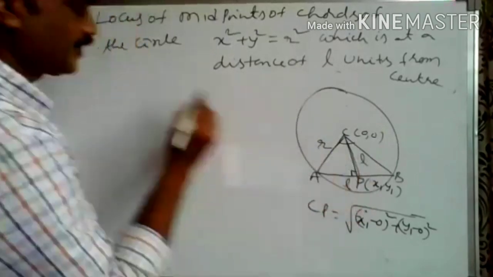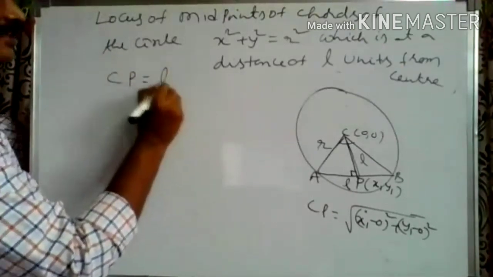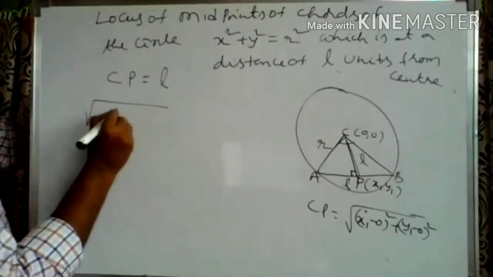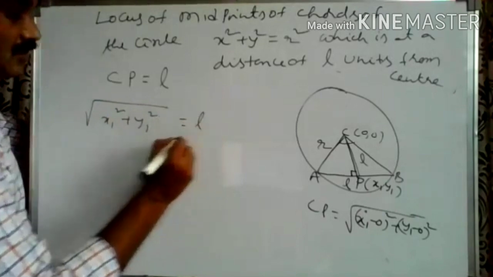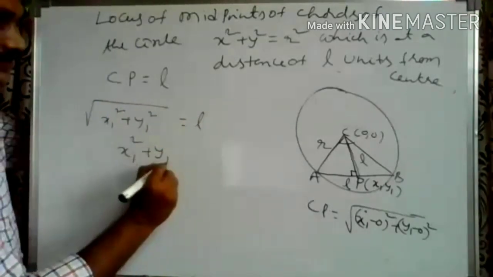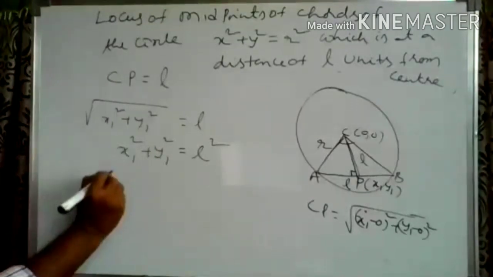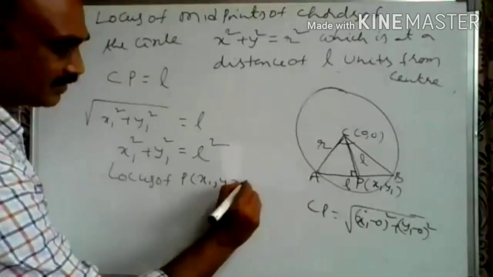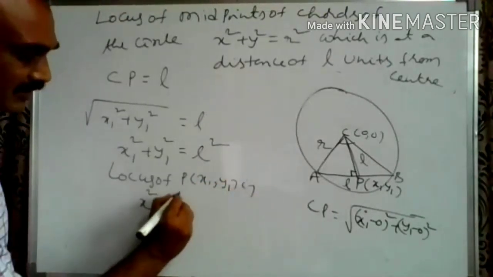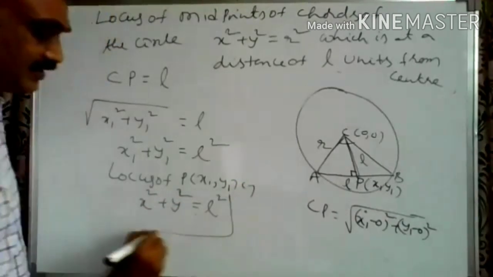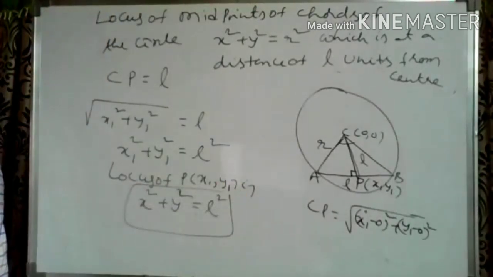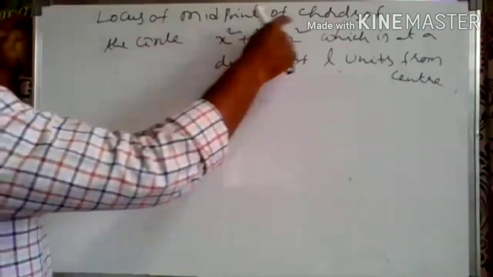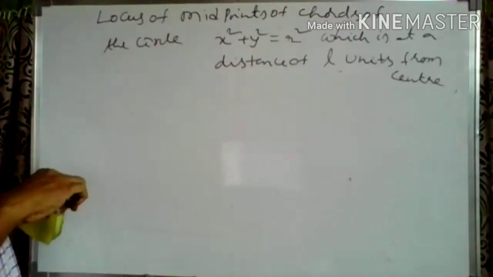Here, this is L. CP is equal to L. What is CP? CP is equal to root of x1 square plus y1 square is equal to L. Squaring on both sides, x1 square plus y1 square is equal to L square. Locus of P x1, y1 is x square plus y square is equal to L square. This is the final answer. Replace x1 by x, y1 by y. Locus of midpoints of chords of this circle x square plus y square is equal to r square.